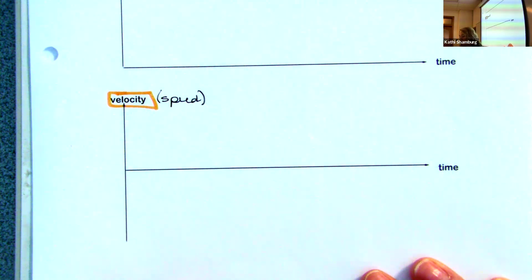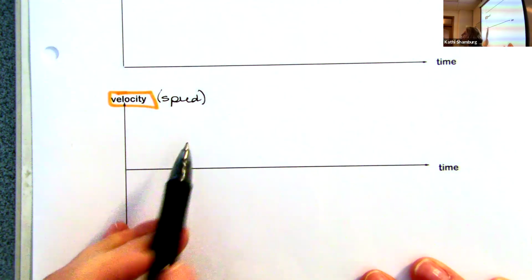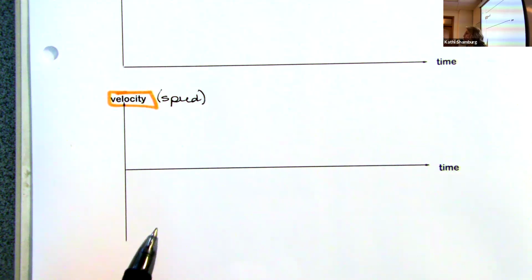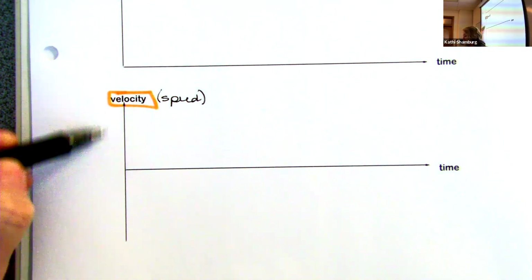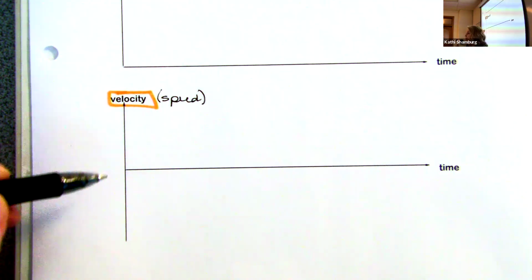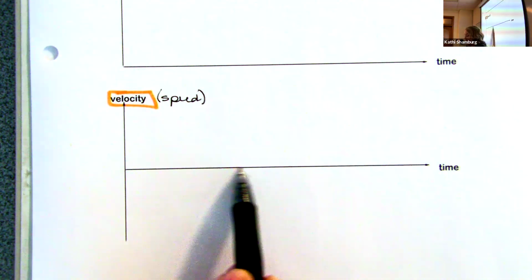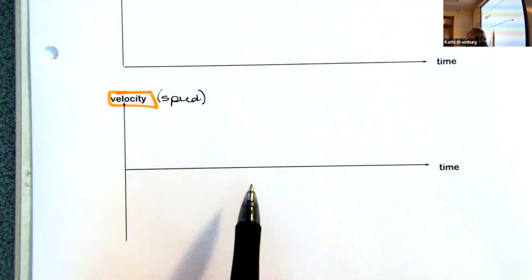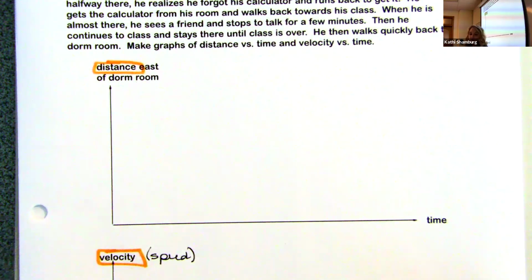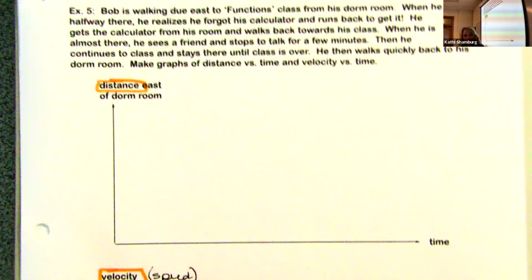On velocity, as you are going away from your starting point, it is positive. If you stop, it's on the axis, and if you're going back towards your starting point, it is negative velocity. Distance will not be negative, but velocity can be, because that's telling you your direction.